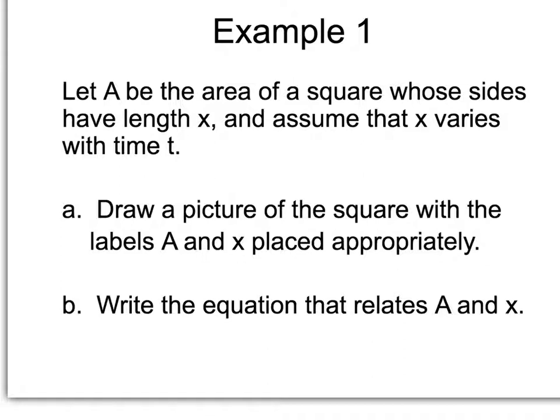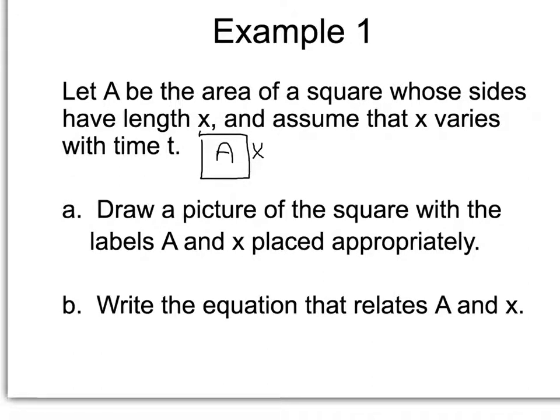Now let's try one where we work a little bit more with besides just the equation. So this time we want to let A be the area of a square whose sides have a length x, and we're going to assume that x varies with time, so we'll be looking at how things are changing with time. So it's always helpful to draw a picture of the situation whenever we can. So we're going to draw a picture of a square, at least something as close as possible to a square. Mine probably won't look exact. Use your imaginations. And then we want to label that, and each side would be x. And of course the area of that square would be A.